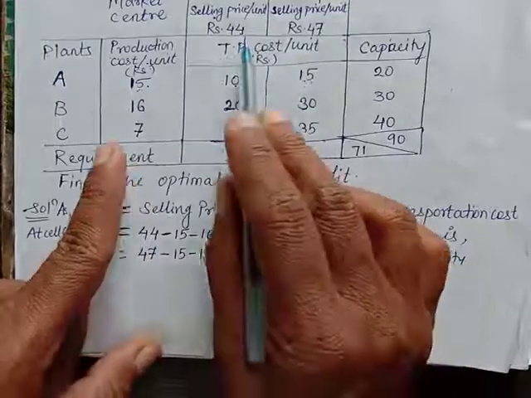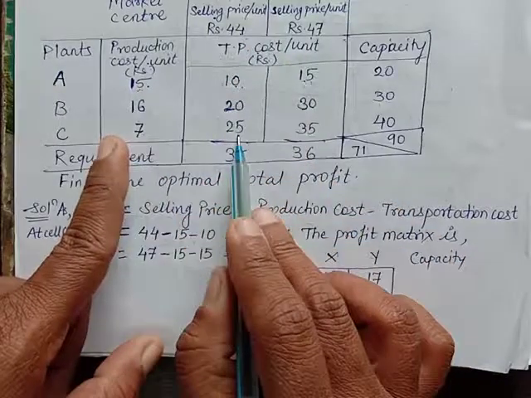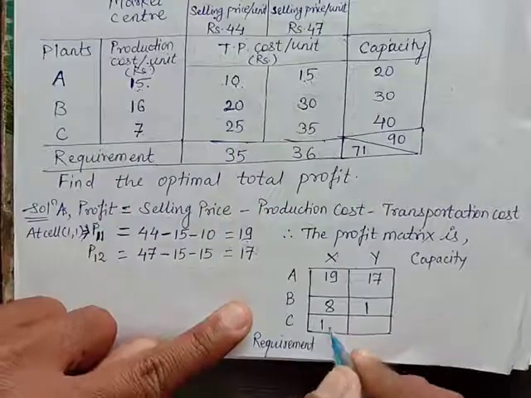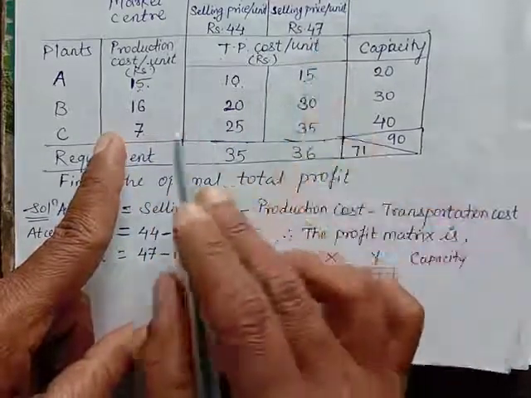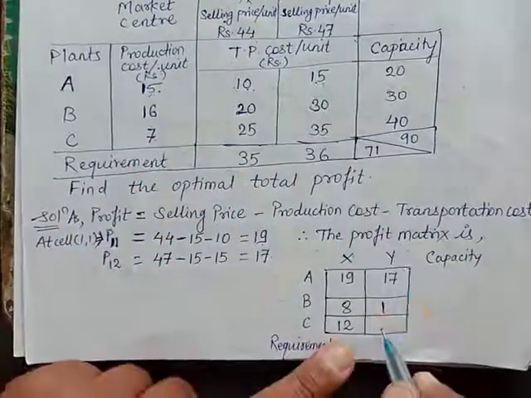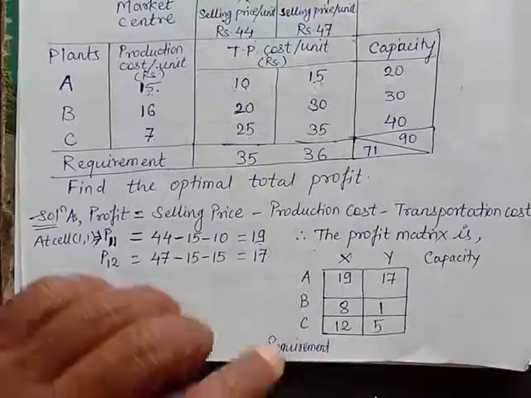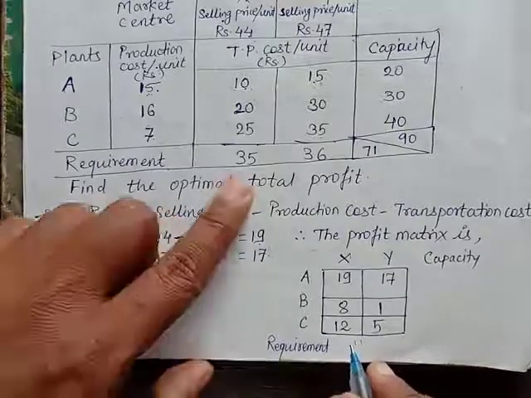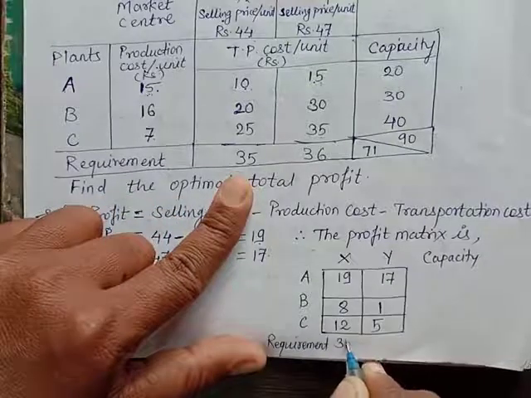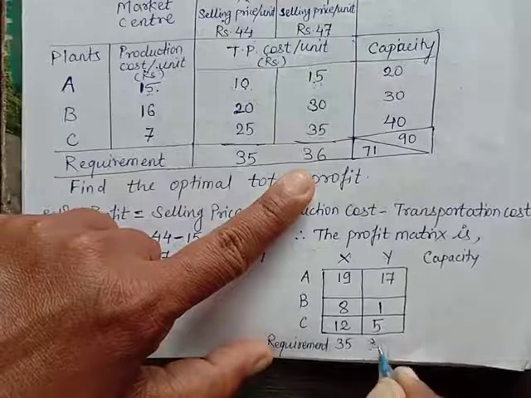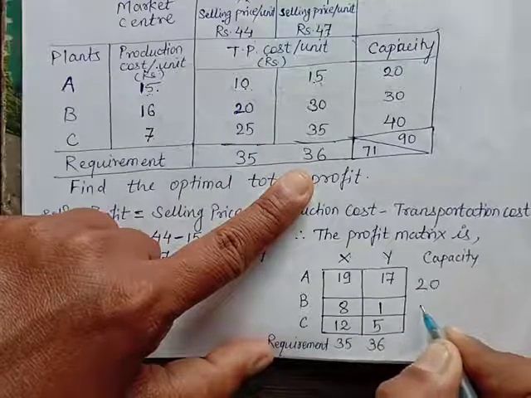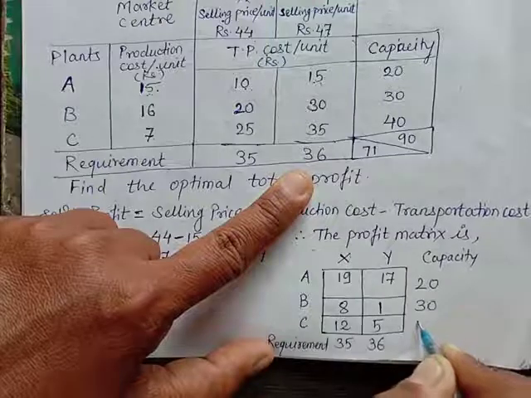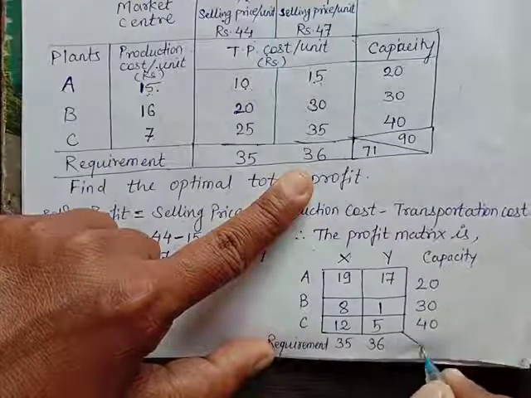Then 44 minus 7 minus 25. So how much will it be? 12. And 47 minus 7 minus 35. So how much will it be? 5. Now requirements are known to you. Here it is 35, here it is 36, and the capacities are 20, 30 and 40.